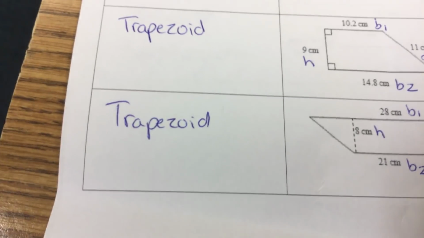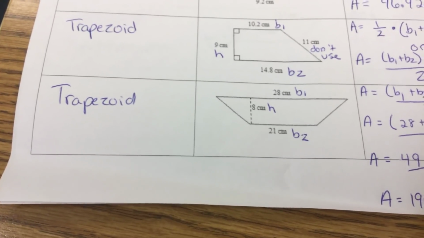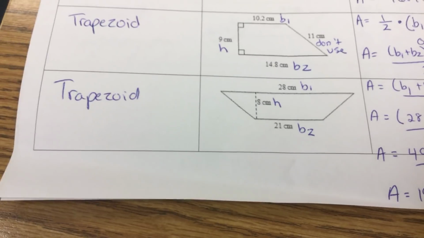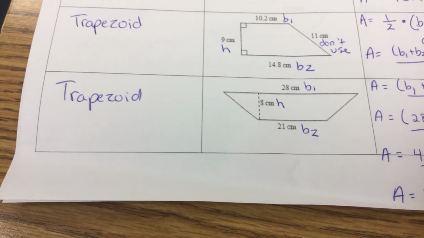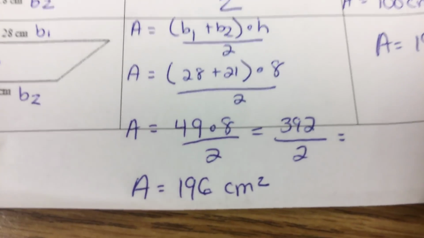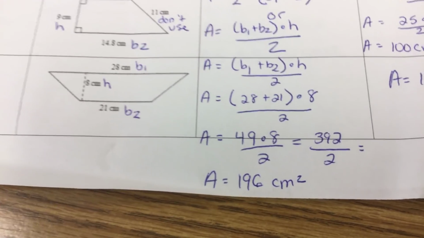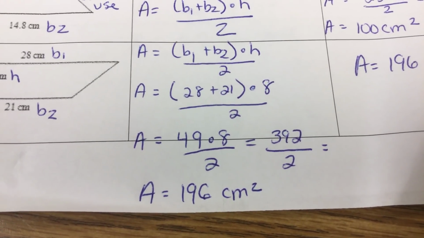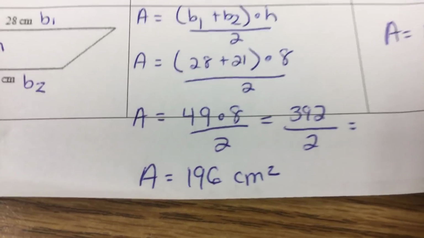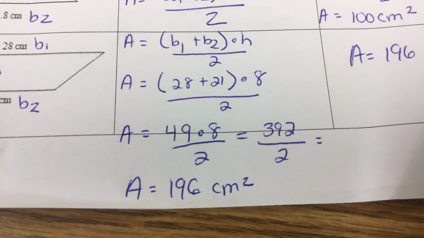Now, here's another trapezoid, guys. Notice they did not give us the slanted lines. So we just need base 1, base 2, and a straight line for the height. So look here. Area is base 1 plus base 2 times height divided by 2. So it's going to be 28 plus 21. I'm going to add that and get 49. Do you see that? Then I'm going to times it by 8 and get 392.